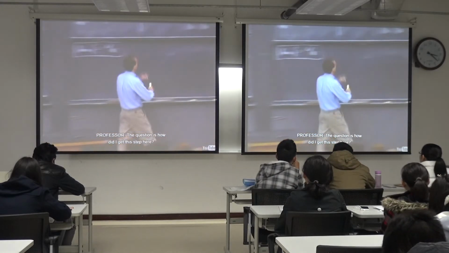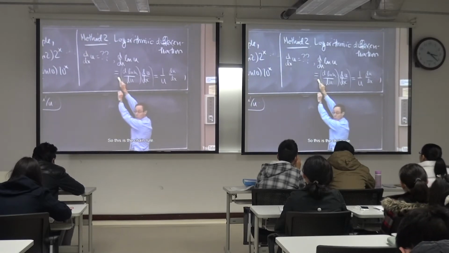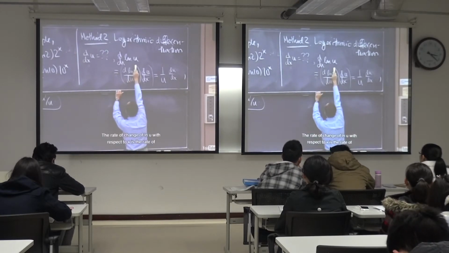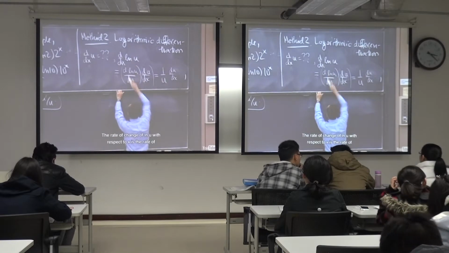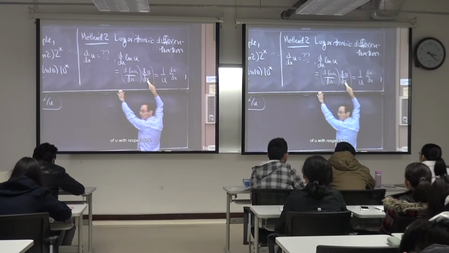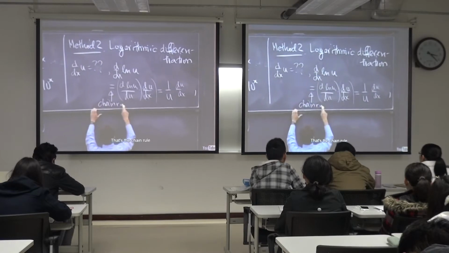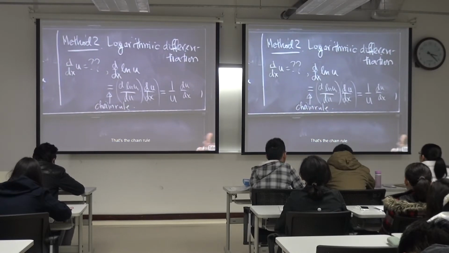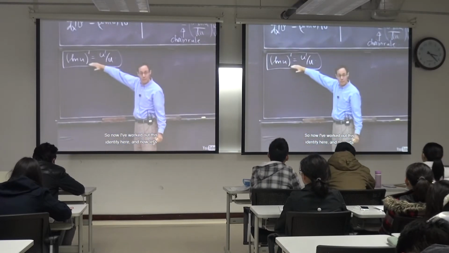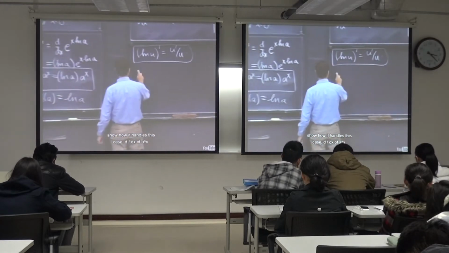The question is, how did I get this step here? So this is the chain rule. The rate of change of log u with respect to x is the rate of change of log u with respect to u times the rate of change of u with respect to x. All right, so now I've worked out this identity here, and now let's show how it handles this case, d by dx of a to the x.